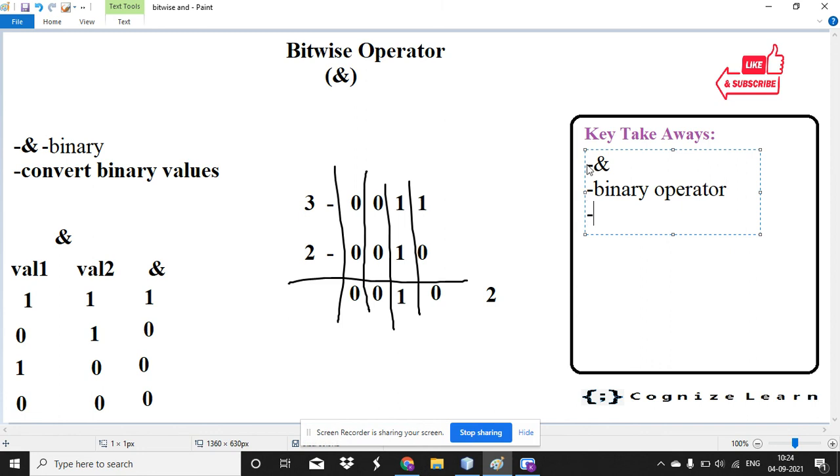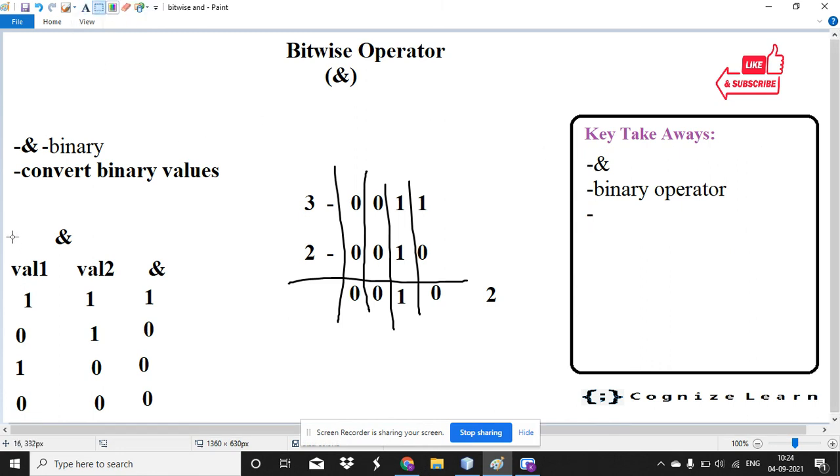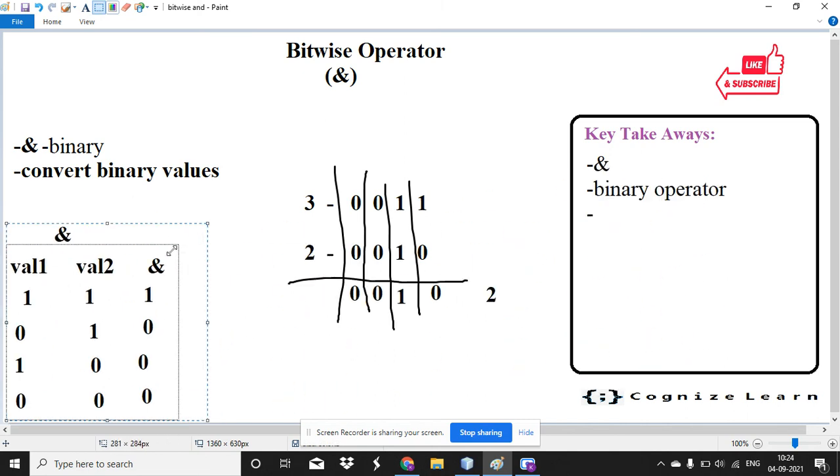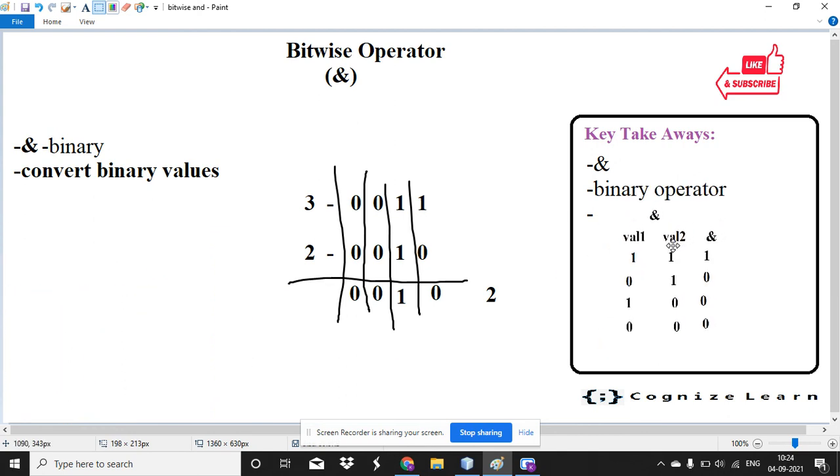And the next takeaway is this truth table. All these combinations you should be aware of.